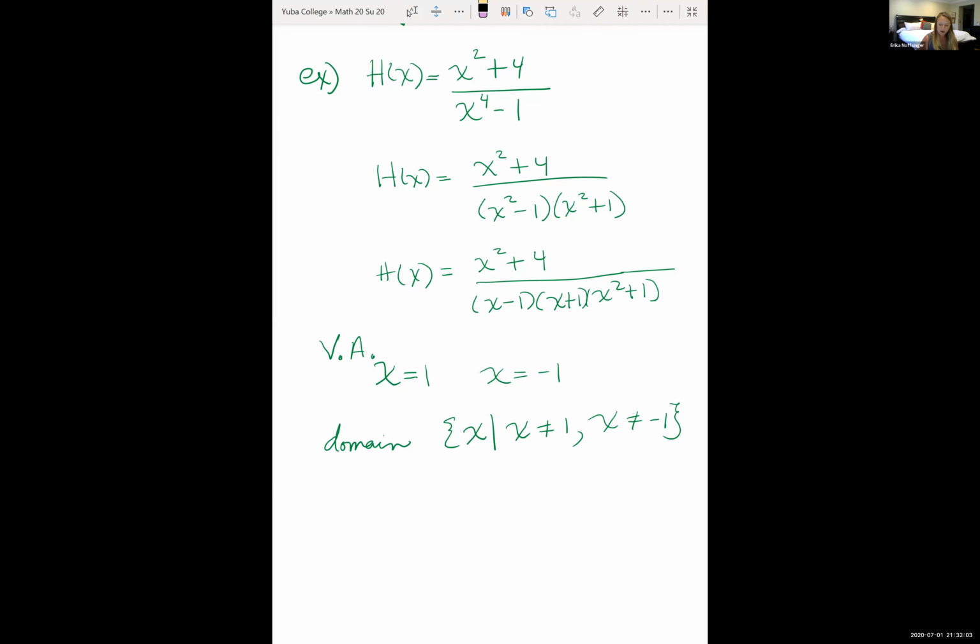Okay, so for horizontal asymptote, that is when the degree of the denominator is larger. Degree of the denominator is larger here, right? And so I have a horizontal asymptote at y equals 0.